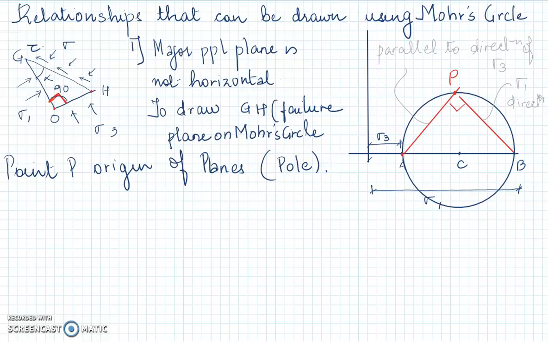Now, so far from this Mohr circle, what all things do I know? I know the magnitude of sigma 1, I know the magnitude of sigma 3, I know the direction of sigma 3, and I know the direction of sigma 1. Now, the next thing I need to find out is the direction of GH. So what I do, from point P, I draw a line parallel to GH. From this point P, I draw a line which is parallel to GH.